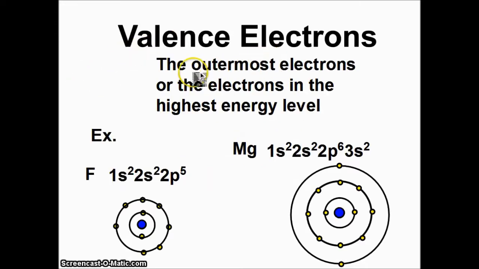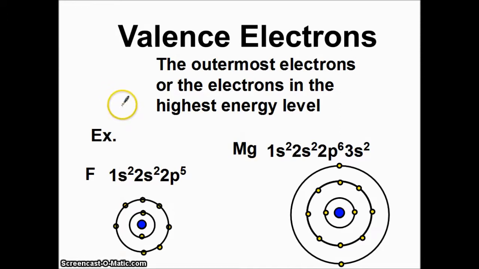So again, valence electrons, these are the outermost electrons, or the electrons on the highest energy level, so the outside electrons. And the reason why we're so interested in the outside electrons, the ones on the outer ring here, is because those are the ones that do all the reacting. They do all the interacting with other elements, and based off of the number of them, we can figure out the reactivity of the element.